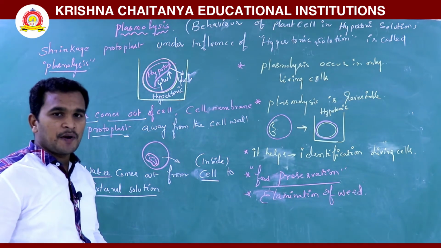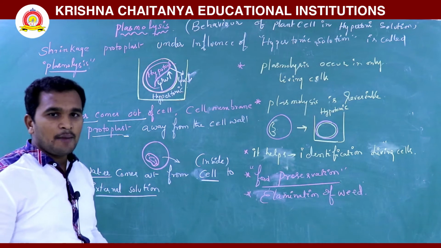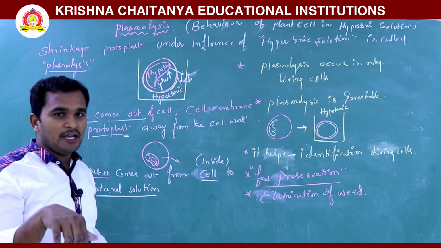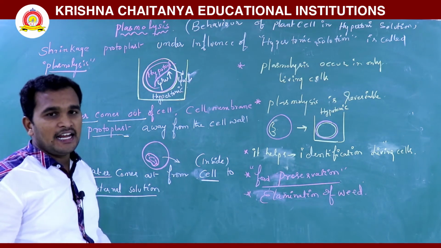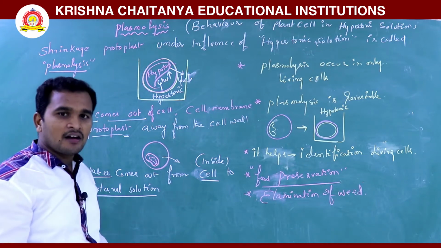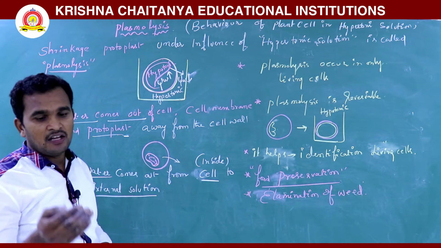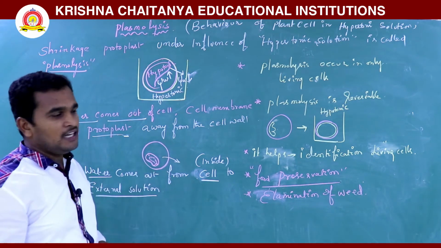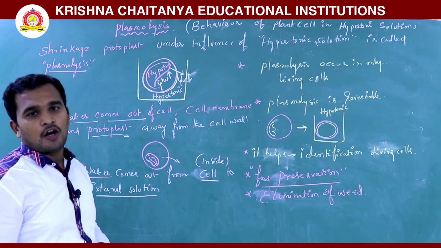So when you spray a highly concentrated solution on plants, what happens? Water moves from high concentration to low concentration. The plant cell contains high water potential, and the solution we are spraying has low water potential. The water comes outside, and then the weed will be eliminated from the crops.